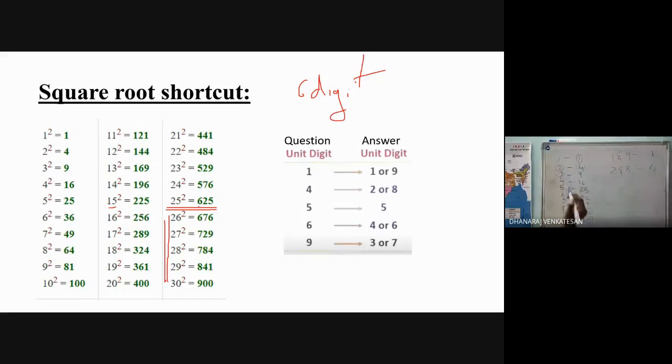Next, 3 and 7 will have a unit digit of 9. Next, 4 and 6 will have a unit digit of 6. Here, you will have 5 for 5. You have to memorize these two tables alone.